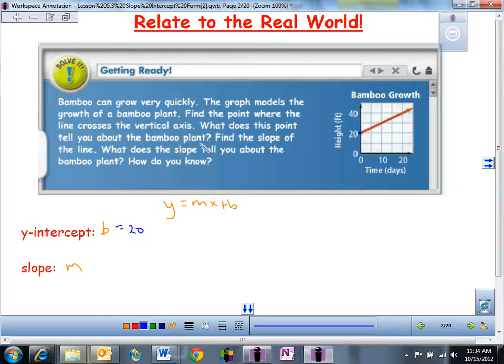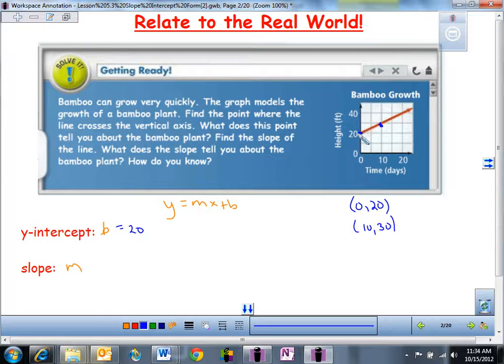What does this tell you about the bamboo plant? Well, that's the height at which it starts. Then find the slope of the line. What does the slope tell you about the bamboo plant? How do you know? So if I compare this dot at 0 to a dot at 10, what was my increase? So the point (0, 20) is our first point, and then we have the point (10, 30).